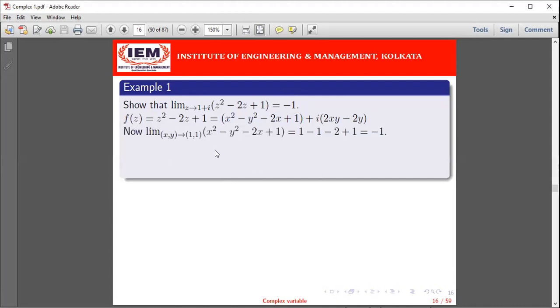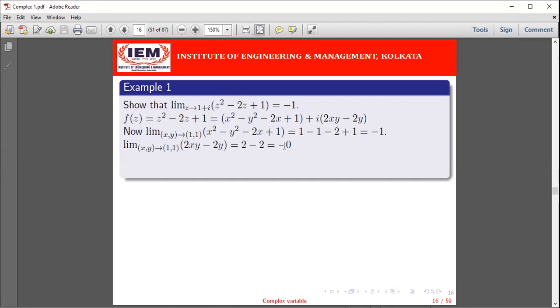So now what will be the limiting value? Here z equals 1 plus i, which means z0 is 1 plus i. So z0 has real part 1 and imaginary part also 1. So here we can write limit (x,y) tends to (1,1). Then what will be the limiting value of the real part? Since here the real part is defined at the point (1,1), the functional value at (1,1) and the limiting value will be the same. So if you put x equals 1 and y equals 1, this value will be minus 1.